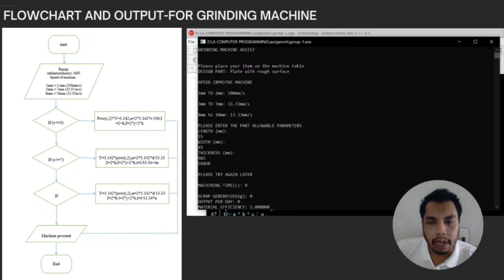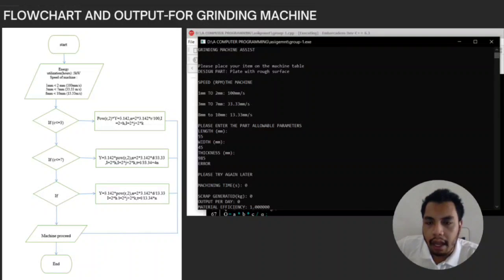I'm going to talk about the flow chart and output. On the left side is the flow chart, starting with the input and all the process, and lastly the output is the machine proceeds and the task ends. Now I'm going to talk about the output or the user interface.